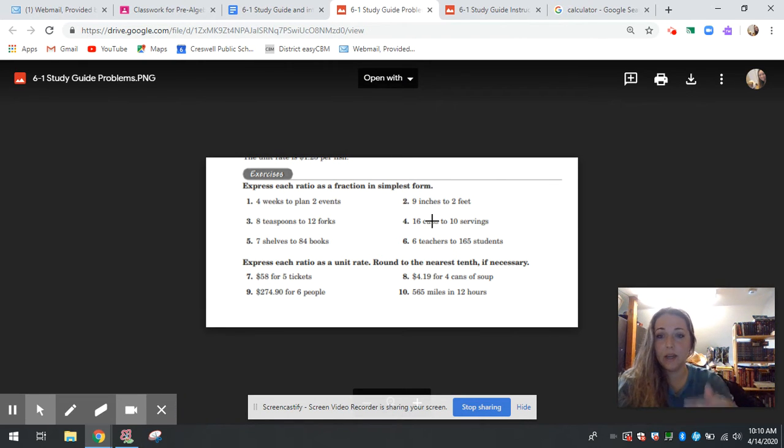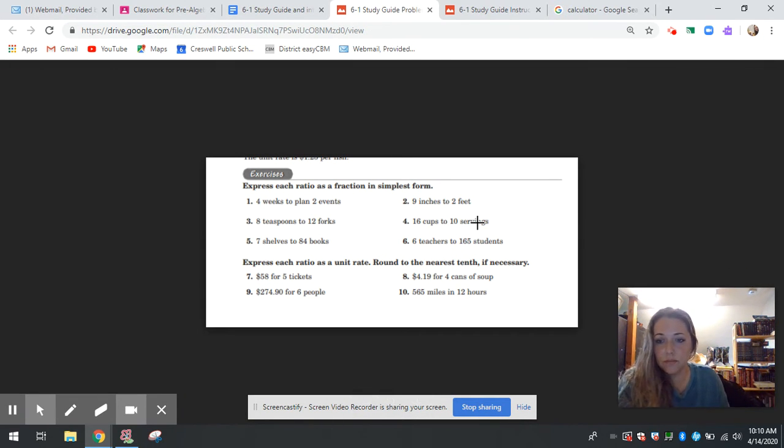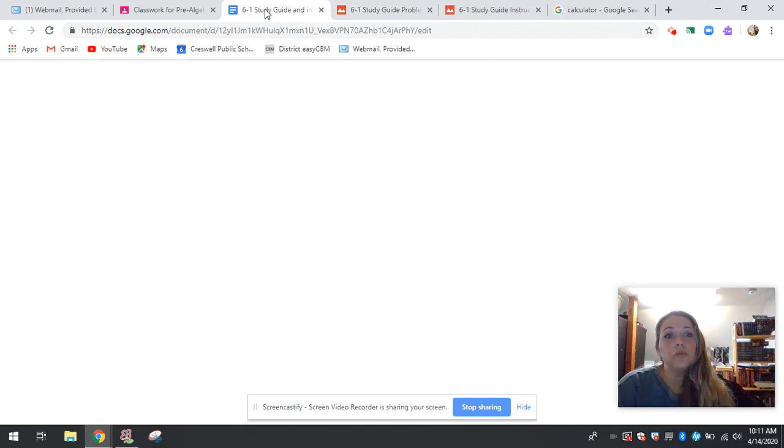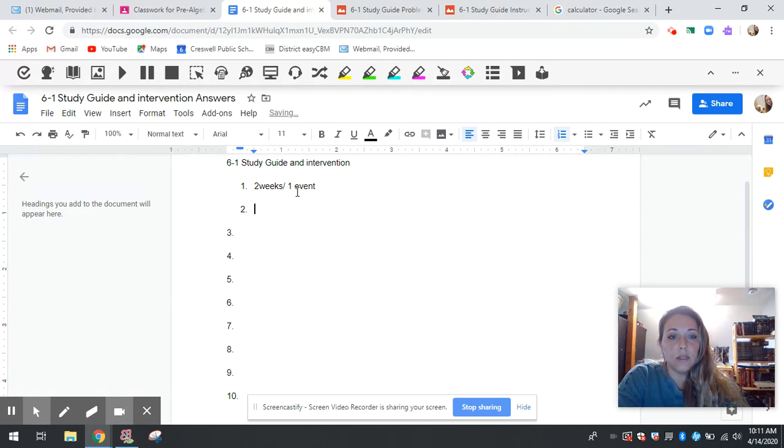For number 2, we have 9 inches per 2 feet. Now, I hope you guys know that 9's not even, and 2 is the smallest even number. So that's actually not reducible. You can't reduce those by the same common factor. So your answer is going to stay the same. It's going to be 9 inches to 2 feet. That's your ratio. So for number 2, 9 inches per 2 feet.